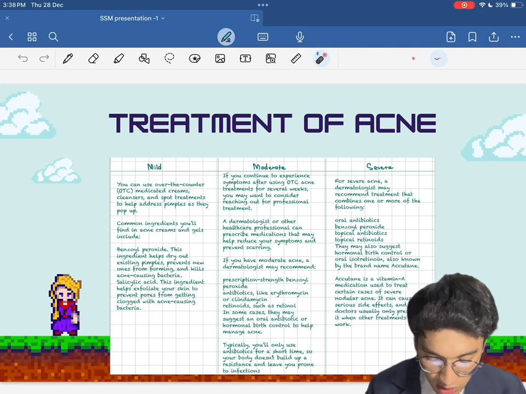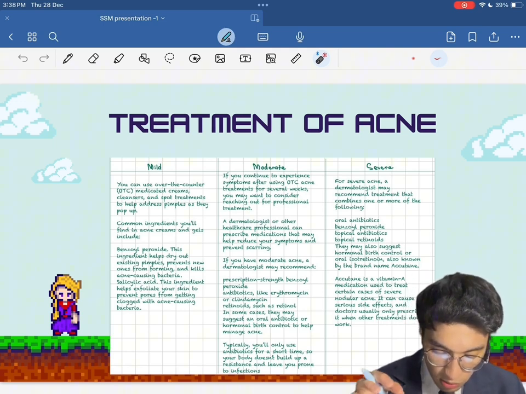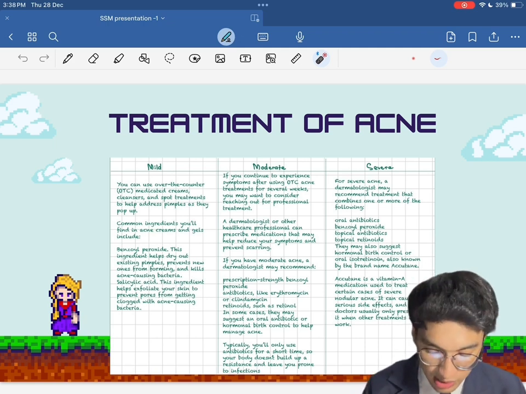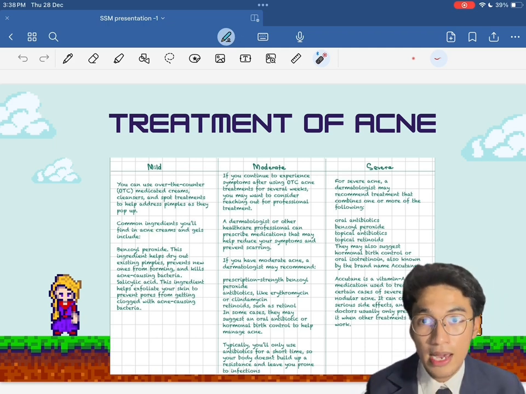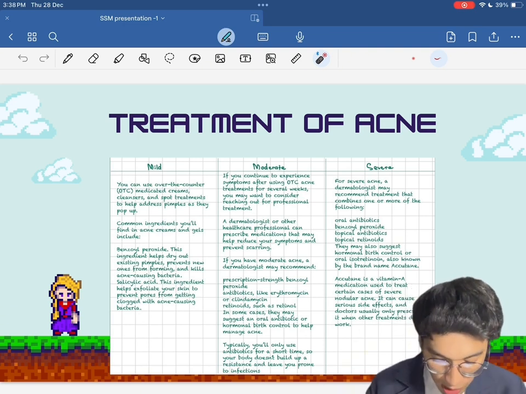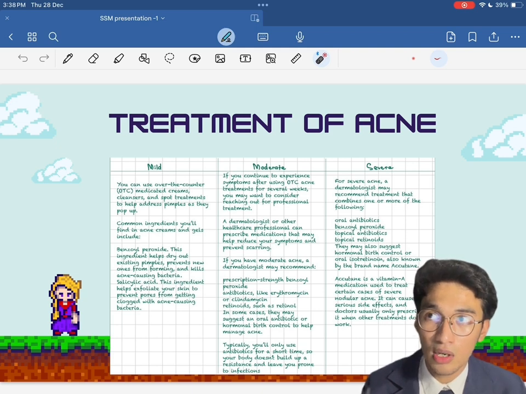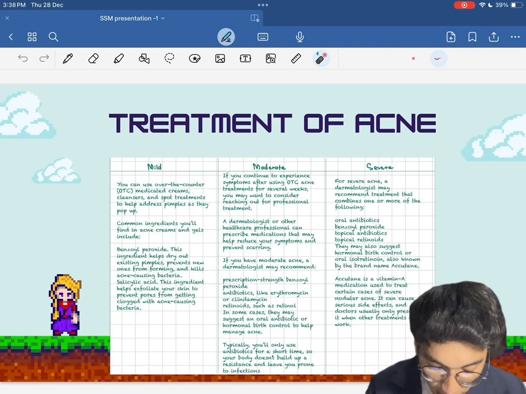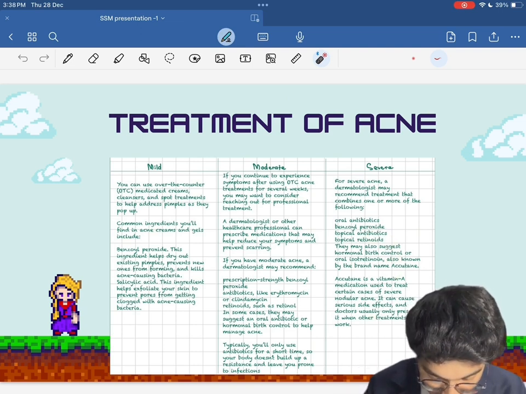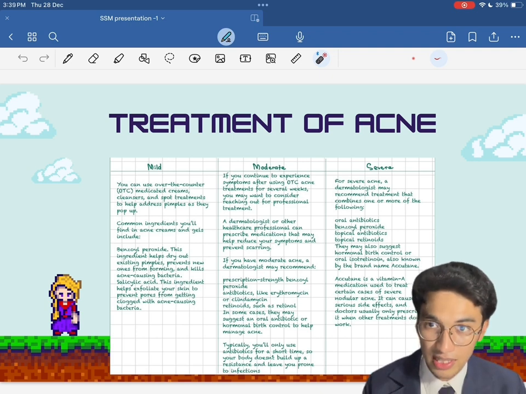Okay, the last one is severe. For severe acne, a dermatologist may recommend a treatment that combines one or more of the following: oral antibiotic, benzoyl peroxide, topical antibiotic, topical retinoid. They may also suggest hormonal birth control, which comes as a pill. You need to consult a doctor, and take it once per day. Or oral isotretinoin, also known by the brand name Accutane.